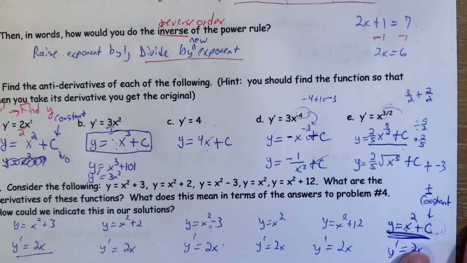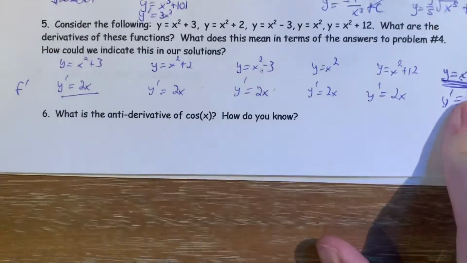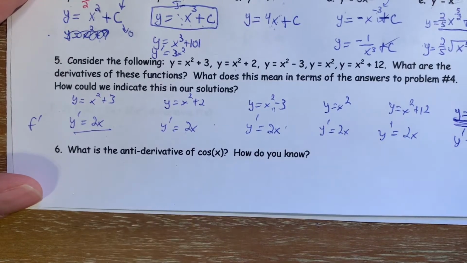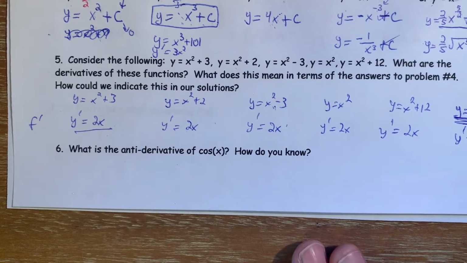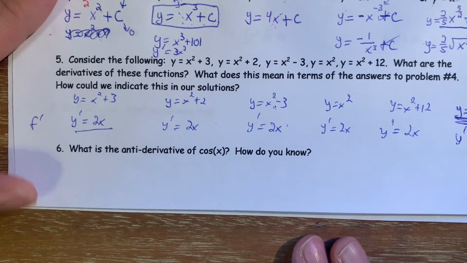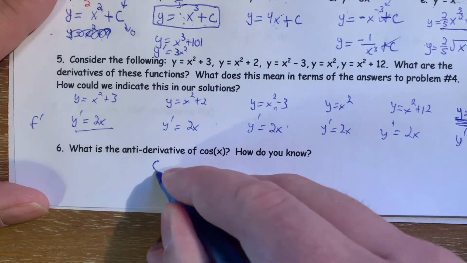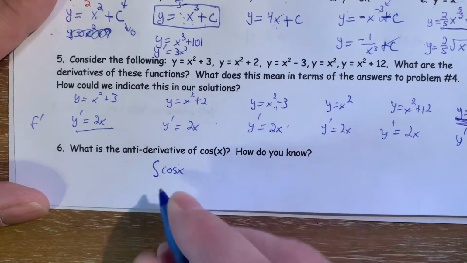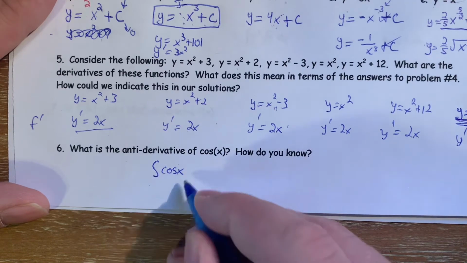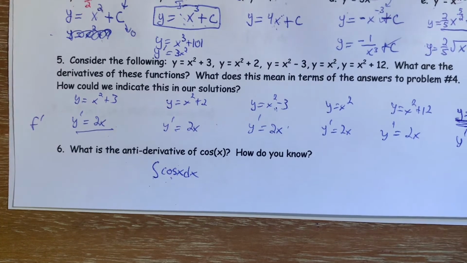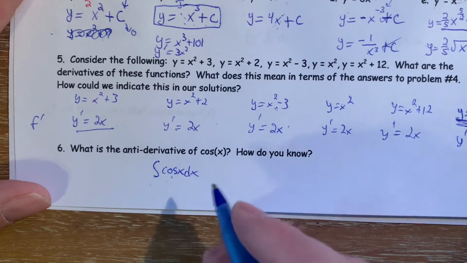So here is another one for you guys to try. What is the antiderivative of cosine of x? You can't use the power rule here, but I still think you can figure it out. What is the antiderivative of cosine of x? Another way to write this is the integral of cosine of x. Notice we didn't put numbers on the end. This says find the antiderivative of cosine of x. If you don't put numbers on the end, it just means find the antiderivative.